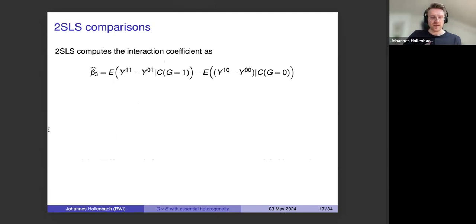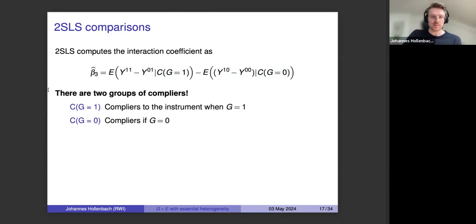For that to become clear, we have to look at what two-stage least squares actually does, how two-stage least squares computes the interaction effect. And this is basically how you have these two differences in potential outcomes. Those are defined for a group of compliers that is compliers when G is equal to 1, minus the expected value of this difference for a group that is compliers when G is equal to 0. Now you will notice here that we have two groups of compliers. In our setup, these are two distinct groups of compliers. So you can either have G equal to 1 or G equal to 0.